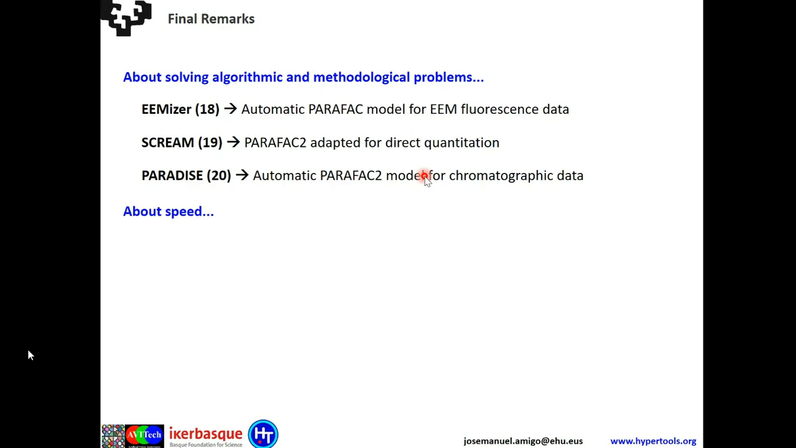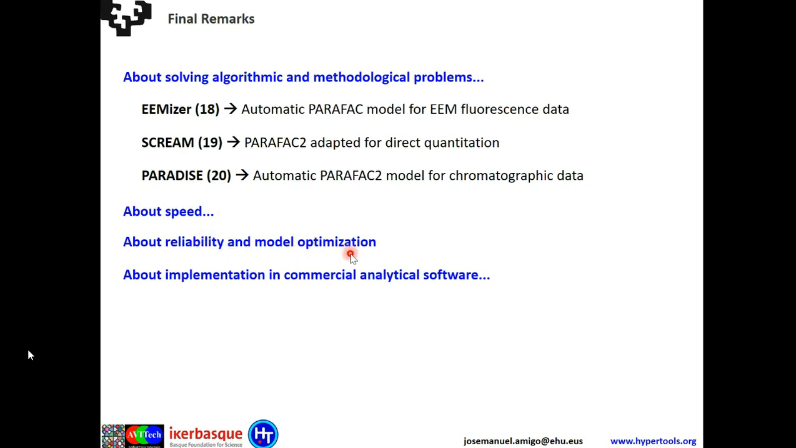Also about the speed, there are new advances. The problem of PARAFAC2 mostly was the speed. It was very slow in computation, but it seems that last year Rasmus and other people solved that problem. So you can check in the literature, because now doing PARAFAC2 is way faster, but I don't have the experience now.